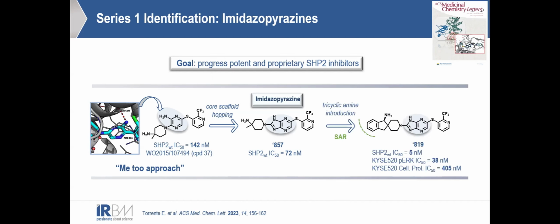And we decided to focus our attention on the NH. So we made many compounds, and this is one of the most characteristic because it shows this tricyclic amine. As you can see here, this compound 891 has an excellent potency in the biochemical assay, but also a promising potency in the cell-based assay.